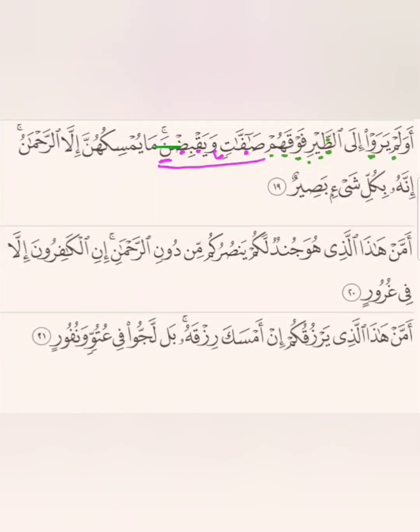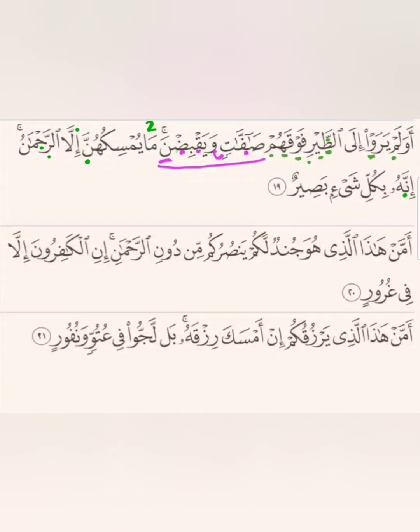Ma yumsikuhunna illa ar-Rahman. Ma is 2 counts. Yumsikuhunna, noon shadda, strong gunna. Illa ar-Rahman. See, the word here was ila tayri, so there's no shadda here, and this is illa ar-Rahman. It's different, right? You catch this letter a little bit. Illa ar-Rahman. Ra is heavy, ha will come from the middle of your throat, and you can take a pause here.